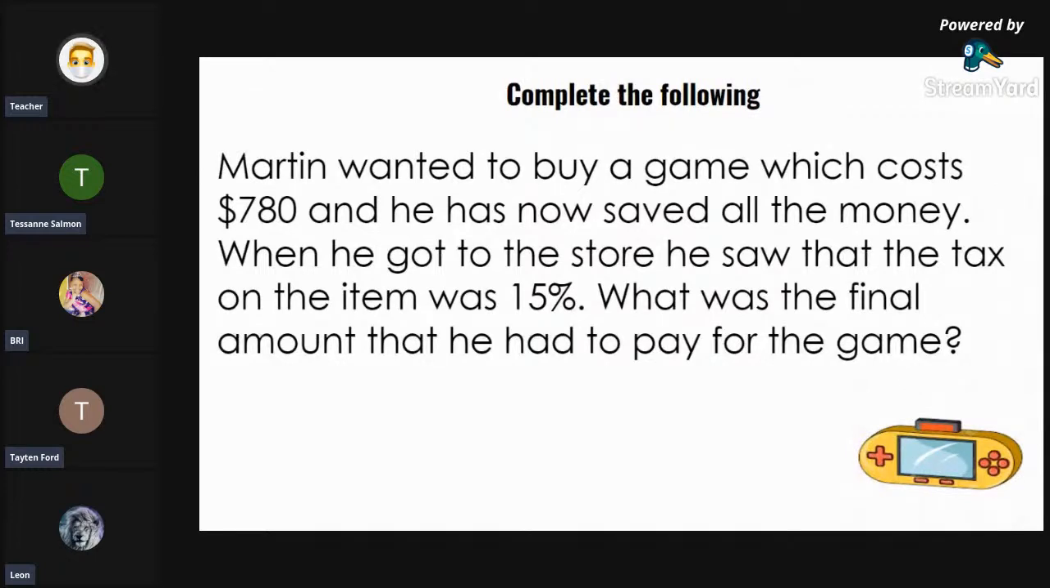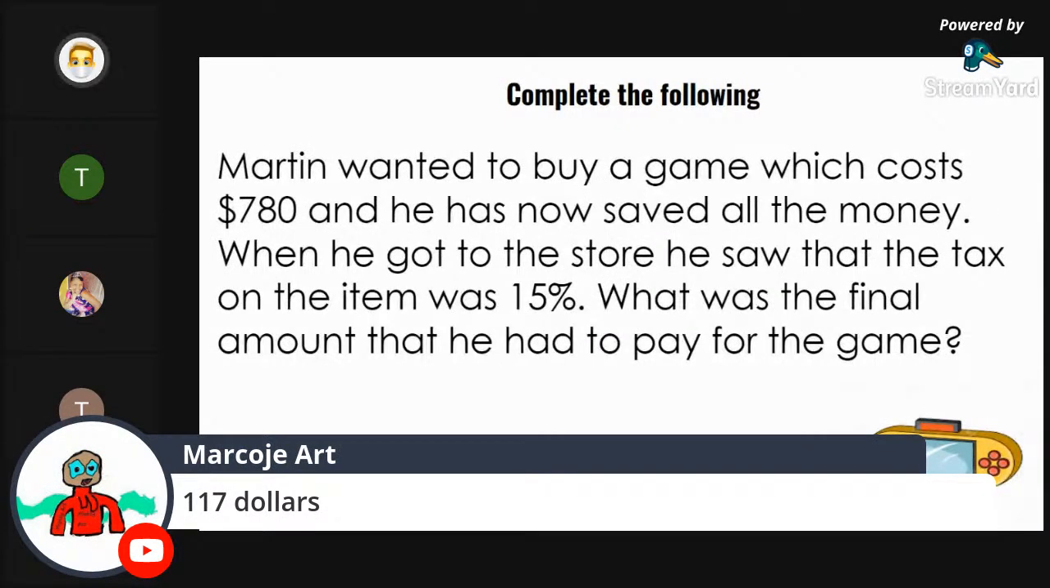See if anybody has it in the chat. Ford, what do you have? What have you come up with? Let's see, Marker J with $117. Okay, very good. So the tax means $897 would be the answer that we're looking for, because he has to pay the tax in addition to the cost price.